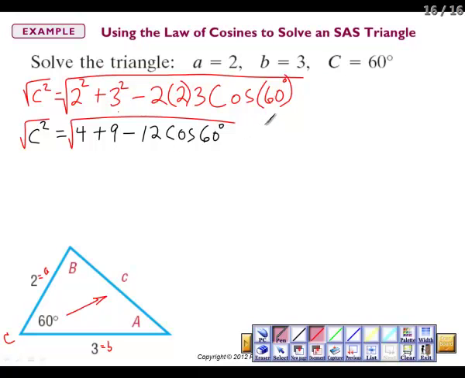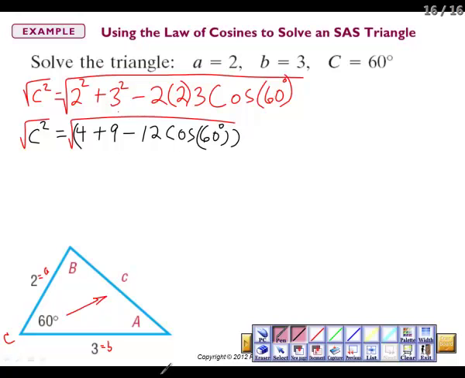Okay, so on your calculator you may have to have open parentheses here, and you may have to close the parentheses for the angle, and you may have to close parentheses on the radicand, depending on the calculator that you have. Alright, so we're going to have here 4 plus 9, that's going to be 13.